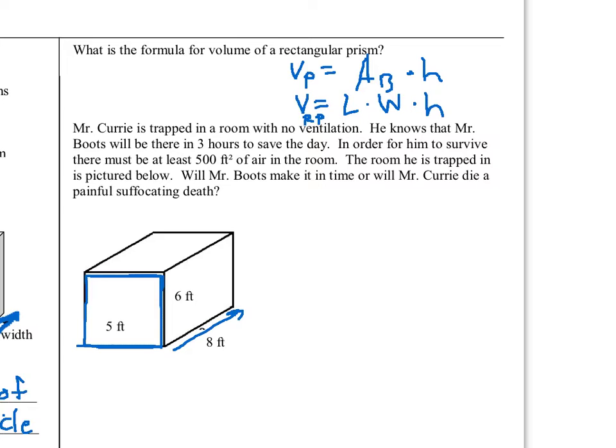Okay? So we're looking at the problems today. Interesting situation. Mr. Curry is trapped in a room with no ventilation. He knows that Mr. Boots will be there in 3 hours to save the day. In order for him to survive, there must be at least 500 cubic feet. Switch your units there, that's wrong. Some unit of volume, it should be. There must be at least 500 cubic feet of air in the room. The room he is trapped in is pictured below. Will Mr. Boots make it in time, or will Mr. Curry die a painful, suffocating death?